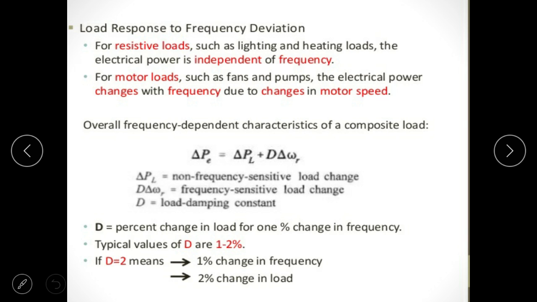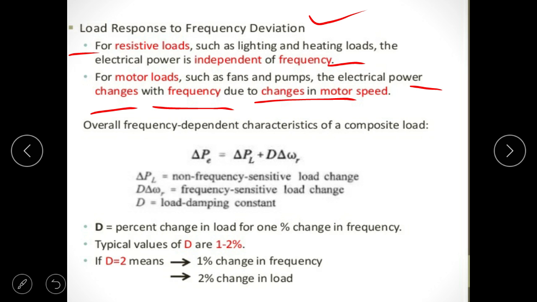Load response to frequency deviation. For resistive load, for example lighting and heating load, the electrical power is independent of frequency. It means a resistive load is independent of frequency, but in motor load or inductive load such as fan and pump, electrical power changes with frequency due to change in motor speed.